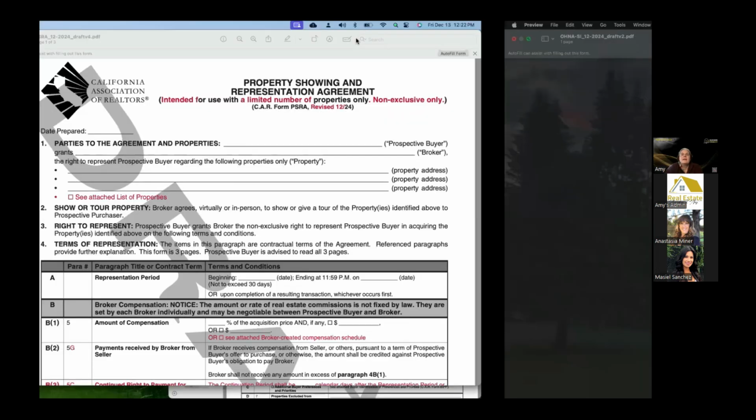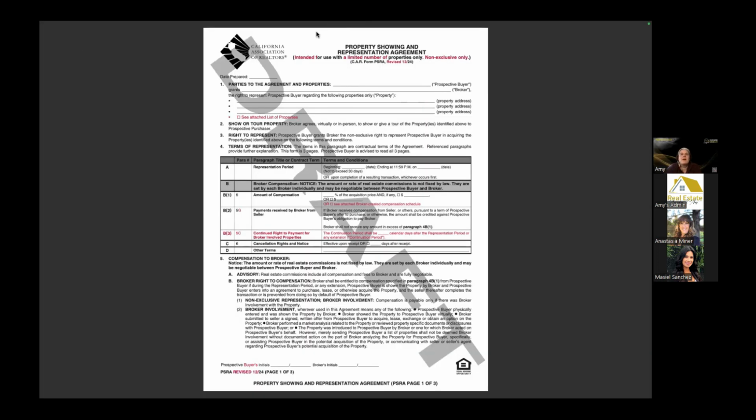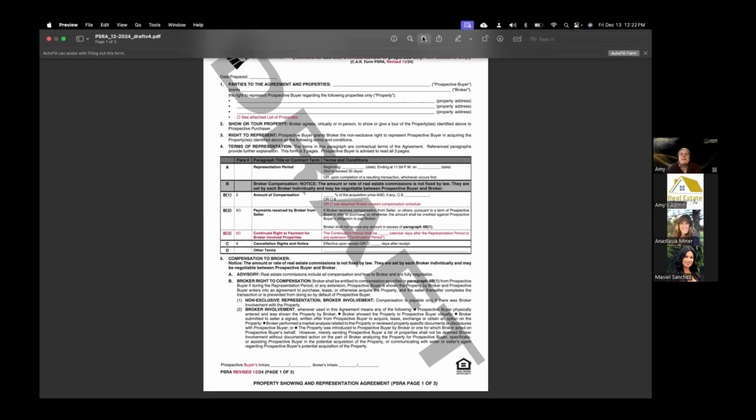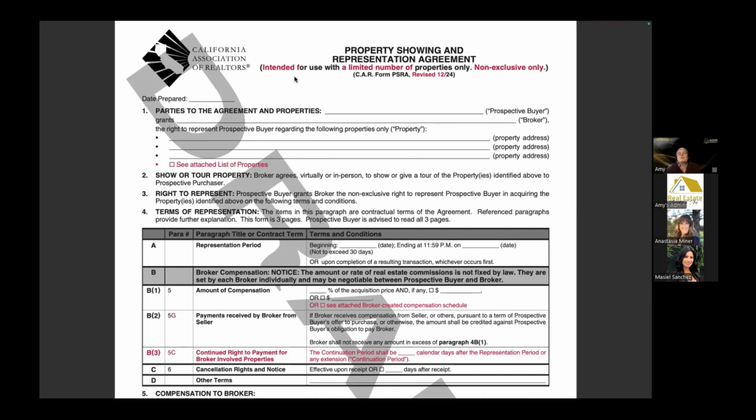All right. The next one is our property showing. This is our temporary buyer representation agreement. So this is our PSRA form. It says very clearly on the top now, this is intended for use with a limited number of properties only and non-exclusive only, which means that if we've signed this and the buyer goes and sees another property with another agent, even though we have this in effect, we aren't due a commission if they write an offer on that other property. This is only for up to 3 properties.